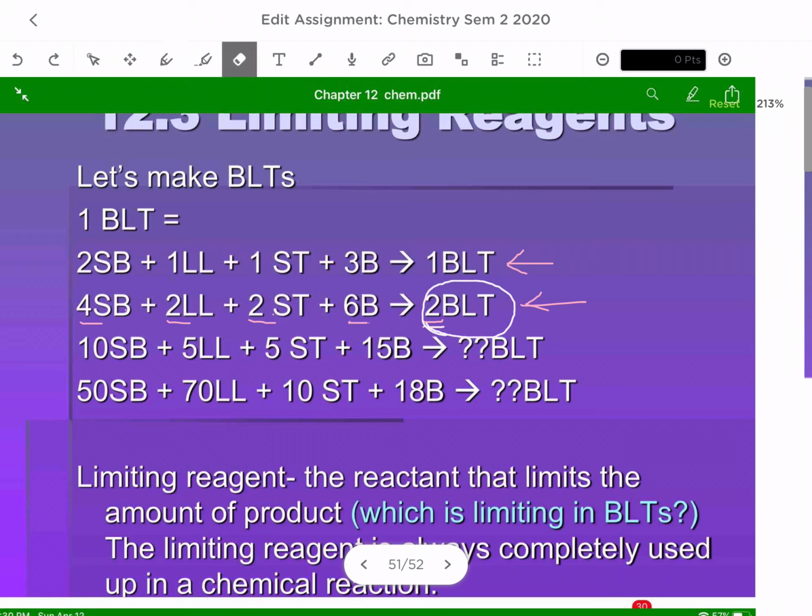Now, why don't you guys take a second and look at my third example down, and can you tell how many BLTs I can make here? I'll give you just 1 second. See if you can figure out how many BLT sandwiches I can make if these are my ingredients.